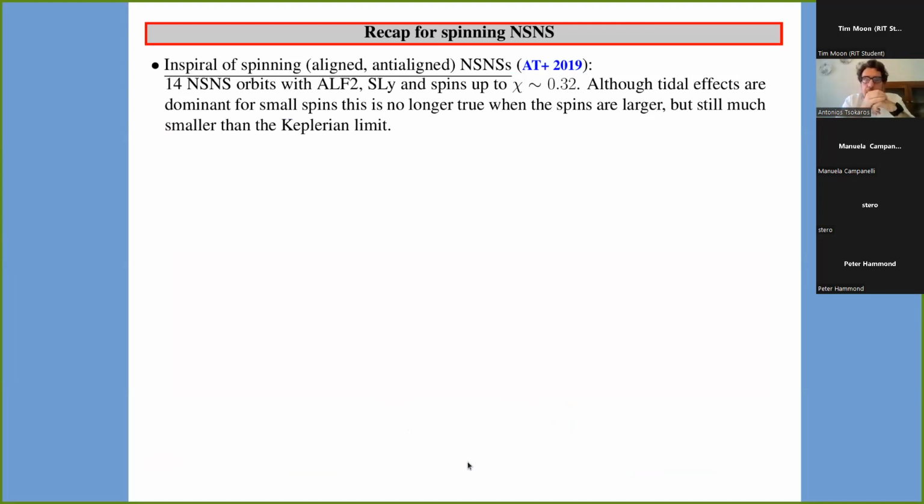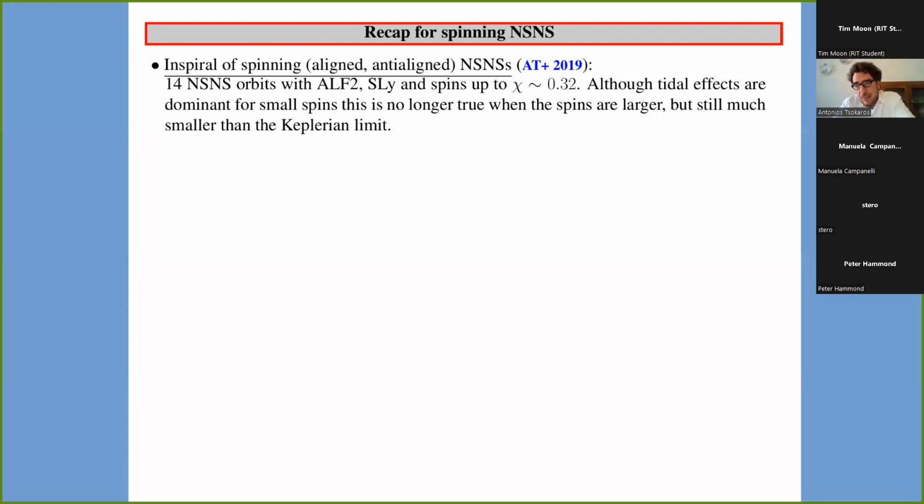In this slide, I want to make a little bit of a summary of spinning binary neutron stars. The first topic has to do with the in-spiral of spinning binary neutron stars, where we have investigated 14 orbits with two different equations of state, the ALF2 and the SLy equation of state, and spins up to 0.32. Now, for a black hole, 0.32 is a very small spin, but for neutron stars, it's an extremely large one.